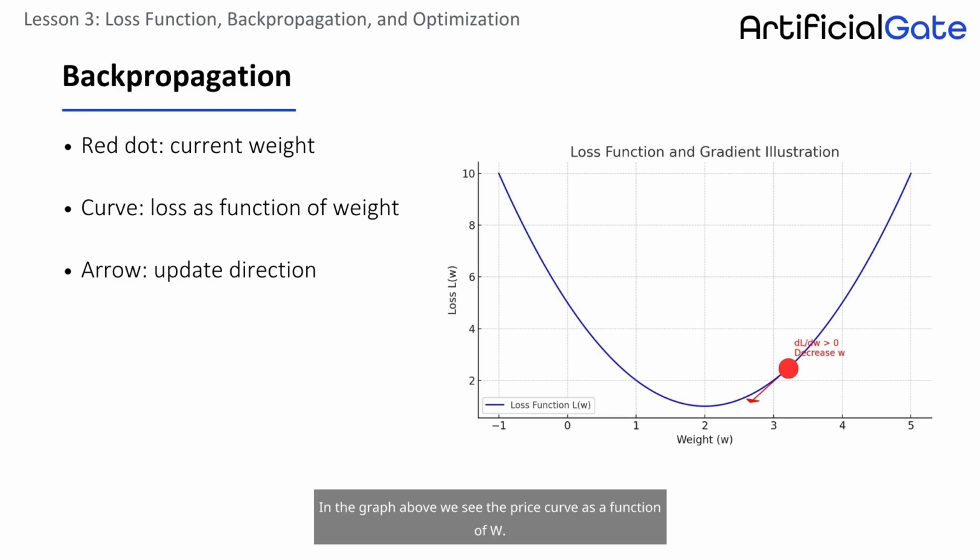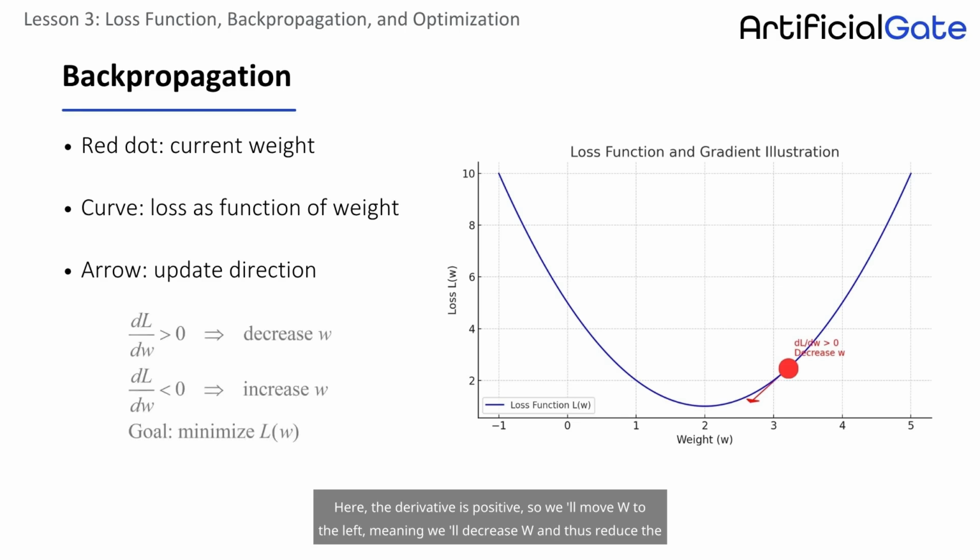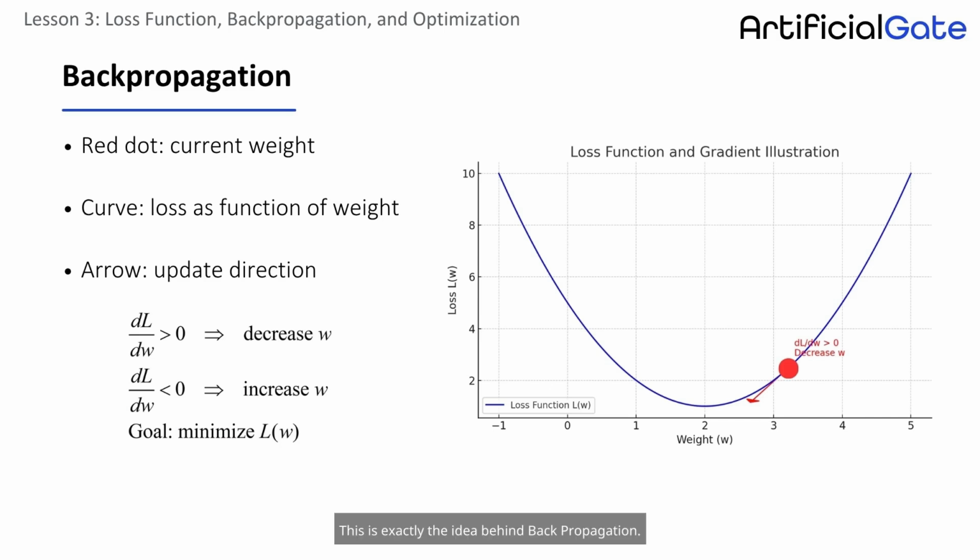In the graph above, we see the loss curve as a function of W. The red dot marks the current state, and the red arrow shows the direction of the change. Here, the derivative is positive, so we'll move W to the left, meaning we'll decrease W and thus reduce the loss. This is exactly the idea behind backpropagation. We calculate the effect of each weight on the total loss and make updates that lower the loss step by step, until the network converges to the best result.